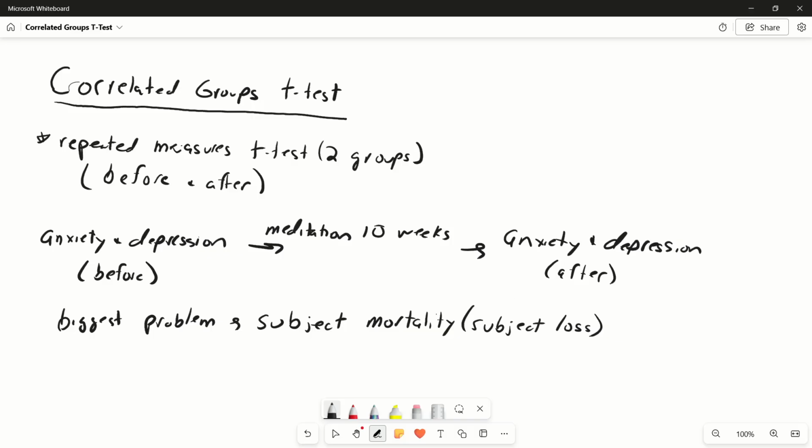If you're doing it before and after, it's an issue because people don't show up. People get bored, they get busy, and then you have no data, right? So if I do an independent groups t-test, I test them at the same time, only at one time. I'm not doing before and after. So the less time you have between outcomes or between measures, the better.